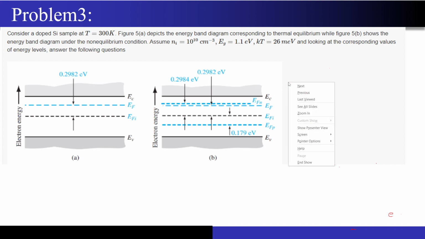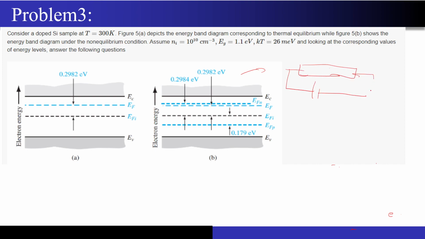Now let me see what is given in the question. Consider a doped silicon sample at T equal to 300 Kelvin. Figure 5a depicts the energy band diagram corresponding to thermal equilibrium, while figure 5b shows the energy band diagram under non-equilibrium condition. So this may be a semiconductor material to which they may have applied some bias voltage, and that's why it is not in equilibrium anymore. That's why we have introduced the concept of quasi-Fermi levels here. You can see EFN and EFP, and at the same time you are not able to see EFN and EFP in the other figure.